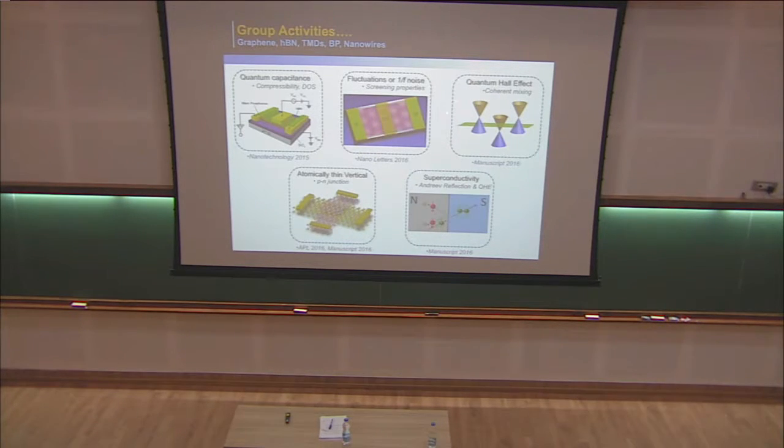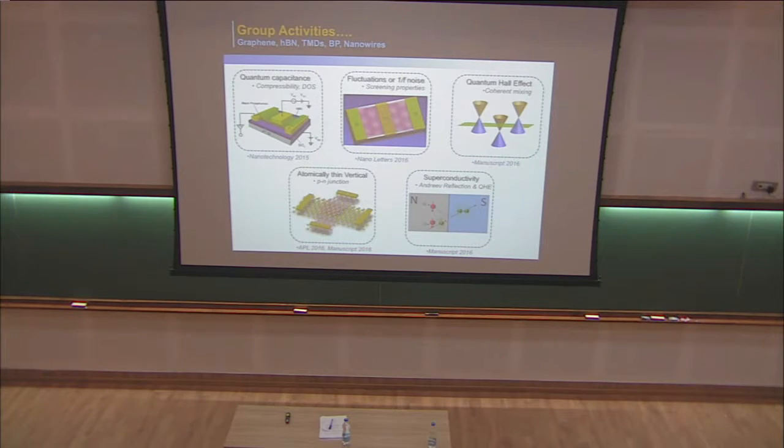The beauty of the NPN devices is that along the interface of this NPN junction, you have these co-propagating 8 channels. We looked at how the coherent mixing of these states happens, by looking at the UCF fluctuation, which only happens in a bipolar region, not in a unipolar region.